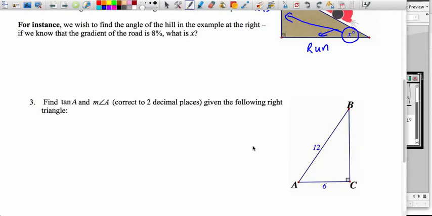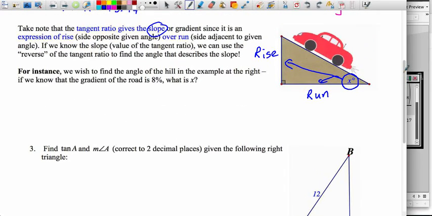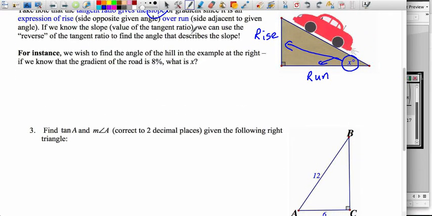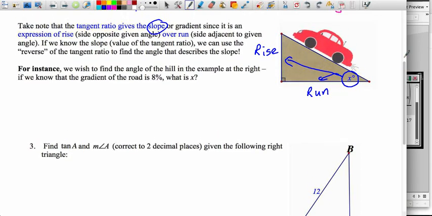Okay, welcome back to the second part of the video. Hopefully you've taken a few minutes to attempt example 3 and also our slope question over here, and I'll just go very quickly over the answers.